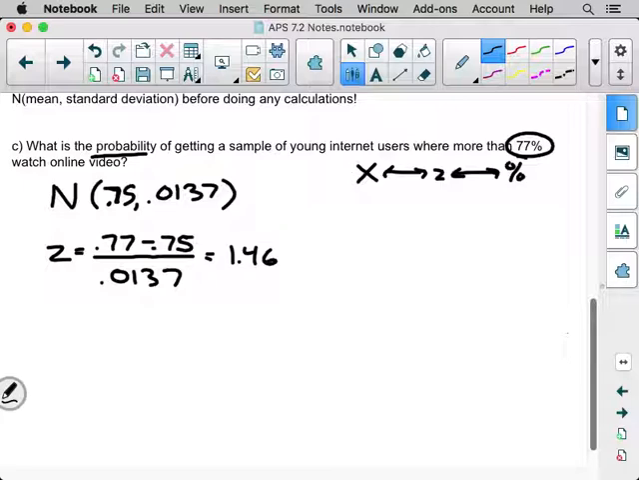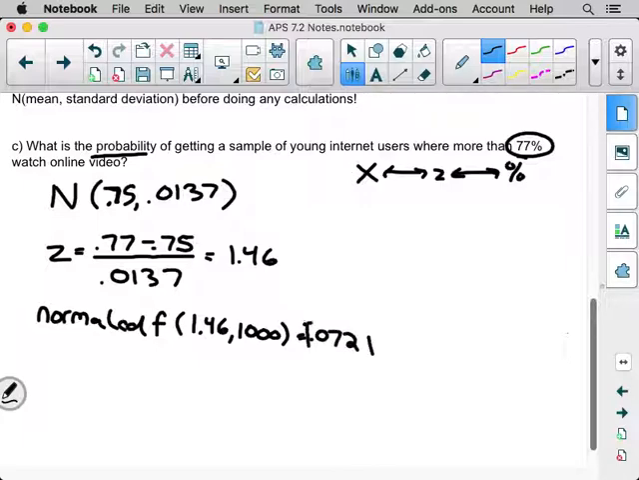And once we have a z-score, where do we put it in the calculator? Normal CDF. And because we're looking for more than, wouldn't we start at that z-score and just work our way upward? That's going to give us 0.0721. So about a 7% chance.